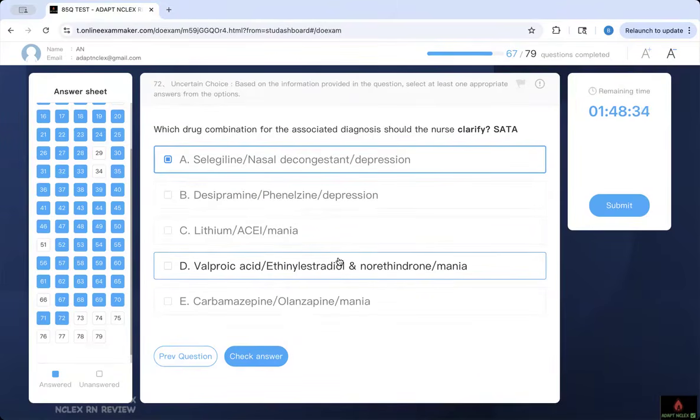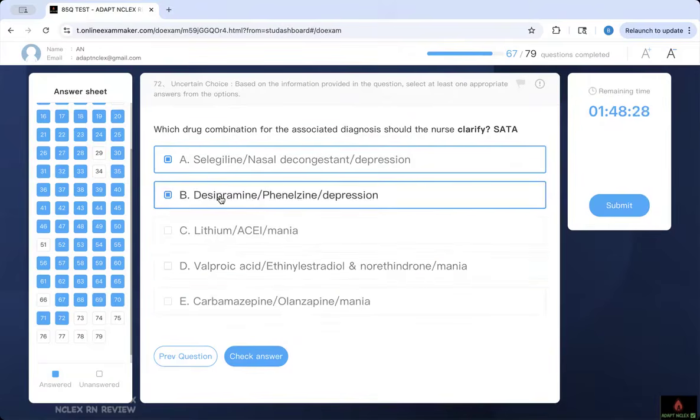Desipramine. Desipramine is what? It's a TCA. You should not take it with what? Phenelzine, which is an MAOI. Bad problem. You see what I'm doing?